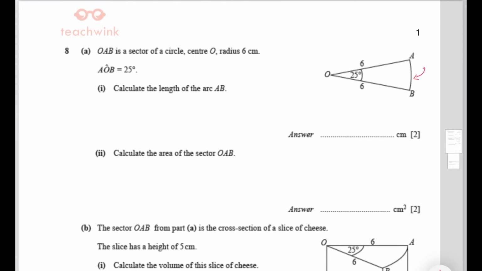However, the angle that is given to us, 25 over 360, also needs to be multiplied with the circumference formula, which is 2 times pi, which is 3.142, times the radius, which is 6 in this case. So let's see what we get. 25 over 360 times 3.142 times 2 times 6, and we get 2.62 centimeters. You write your answer over here, 2.62.